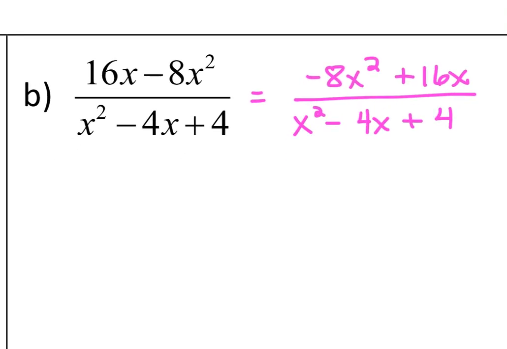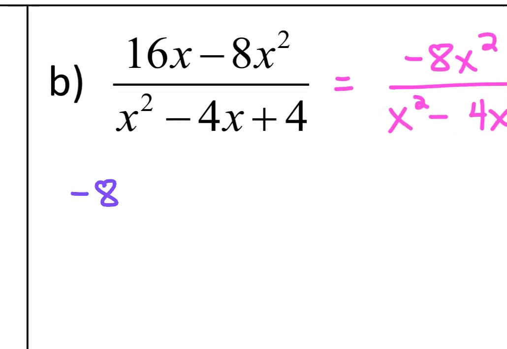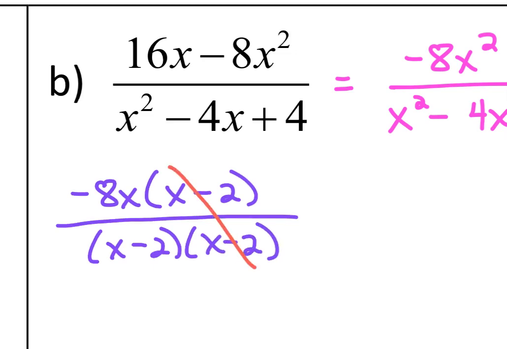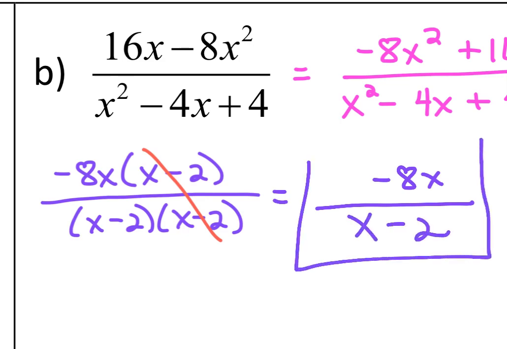And so I am going to now factor out the GCF that's in the numerator. So that's a -8x, and that leaves me with x minus 2 in the numerator. And I'm going to factor the denominator. That's going to be x minus 2 times x minus 2. And 1 x minus 2 cancels with the other x minus 2, and I end up with -8x over x minus 2.